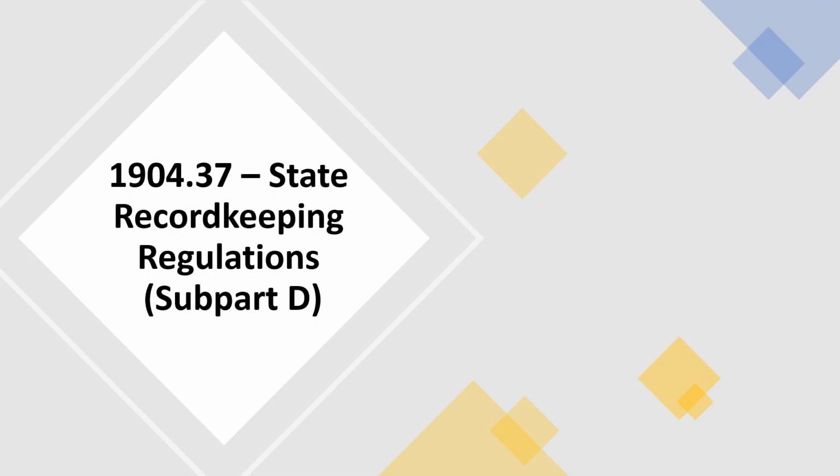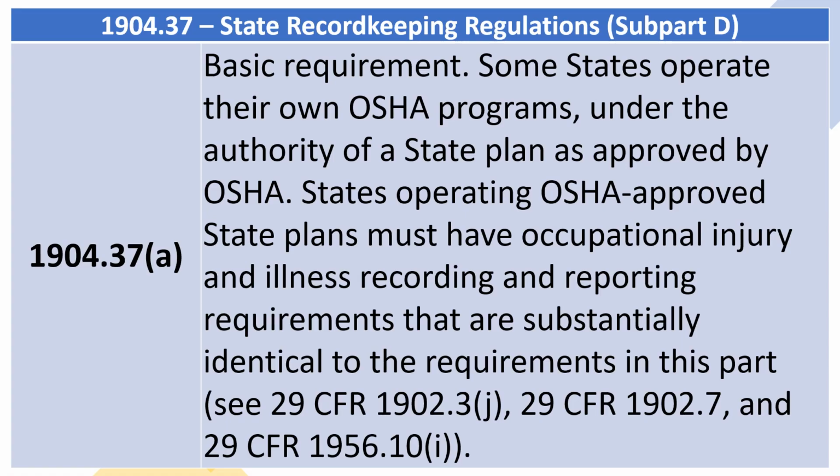OSHA 1904.37, State Record-Keeping Regulations. 1904.37(a), Basic Requirement. Some states operate their own OSHA programs, under the authority of a state plan as approved by OSHA. States operating OSHA-approved state plans must have occupational injury and illness recording and reporting requirements that are substantially identical to the requirements in this part. See 29 CFR 1902.3(j), 29 CFR 1902.7, and 29 CFR 1956.10(i).